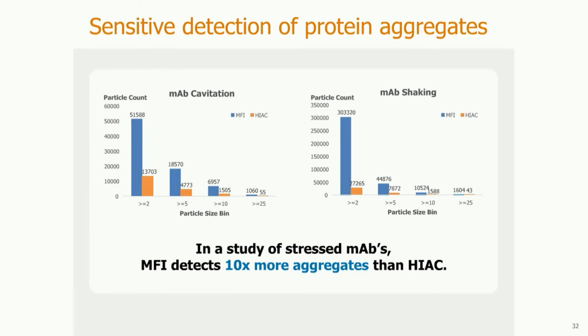And here again is another study showing how MFI sensitivity is important for characterizing the stability of a protein. So in this case, they're looking at aggregation responses to stress, which can be important when developing a product, as this can translate into earlier indications of a protein stability. So here they compared the abilities of MFI and HIAC, which is a light obscuration technology, to detect protein aggregation in solutions of a monoclonal antibody that had been subjected to different forms of stress. In both cases, MFI was able to see an order of magnitude more protein aggregation than HIAC.